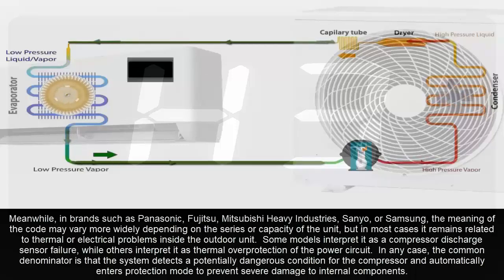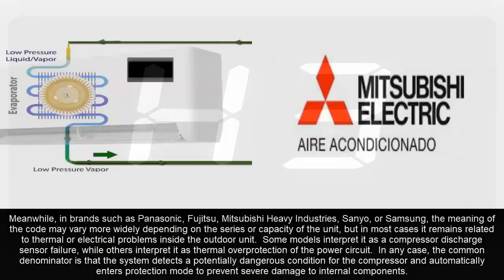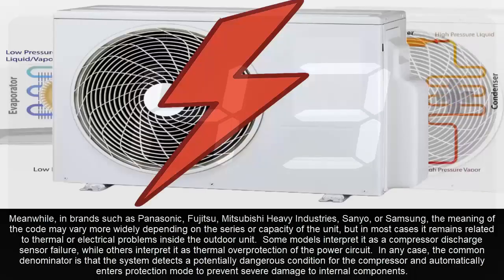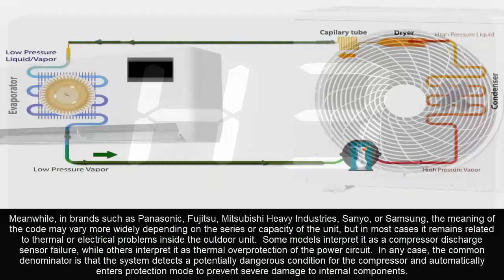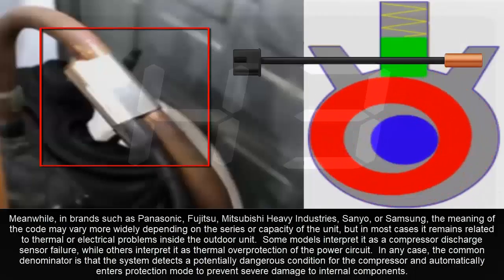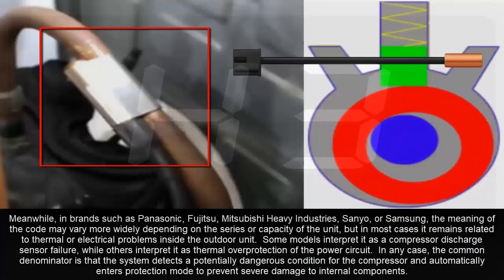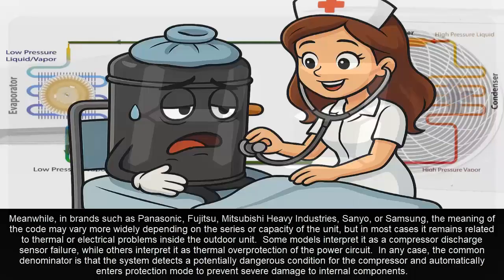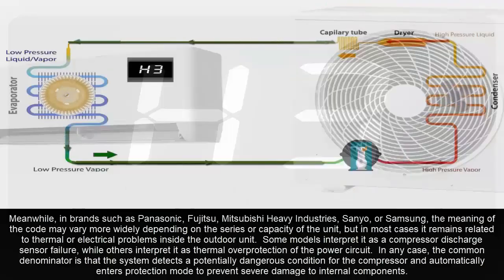Meanwhile, in brands such as Panasonic, Fujitsu, Mitsubishi Heavy Industries, Sanyo, or Samsung, the meaning of the code may vary more widely depending on the series or capacity of the unit, but in most cases it remains related to thermal or electrical problems inside the outdoor unit. Some models interpret it as a compressor discharge sensor failure, while others interpret it as thermal overprotection of the power circuit. In any case, the common denominator is that the system detects a potentially dangerous condition for the compressor and automatically enters protection mode to prevent severe damage to internal components.